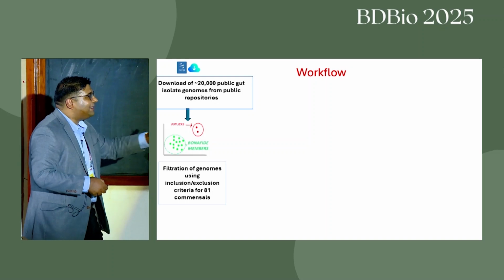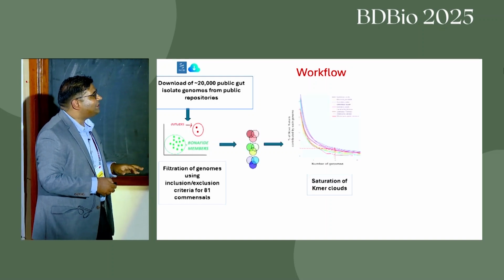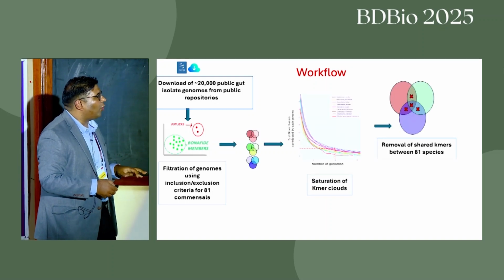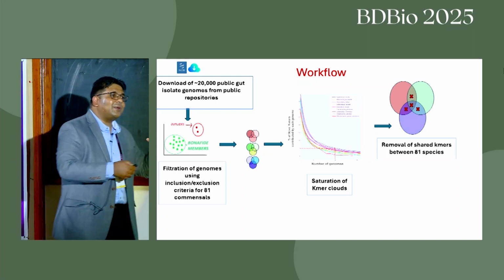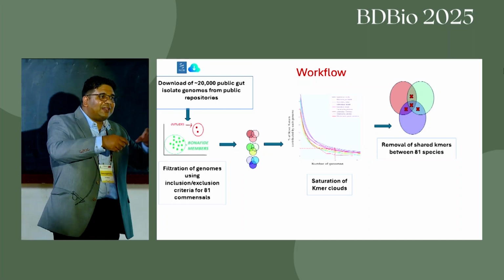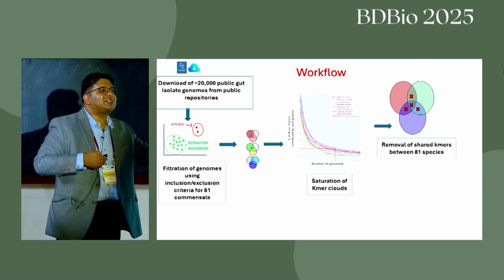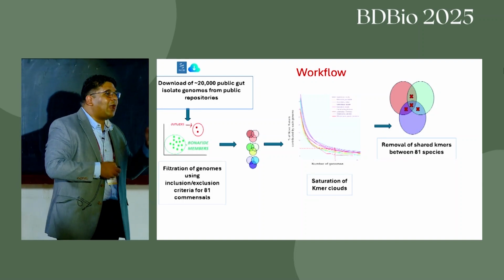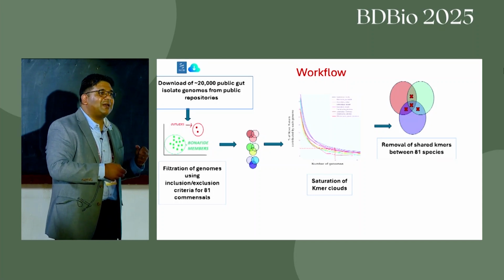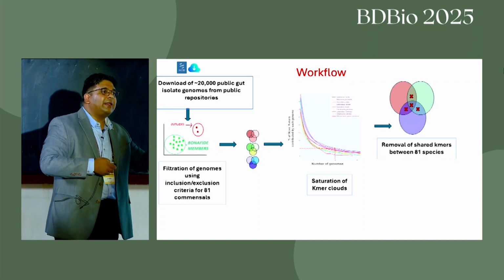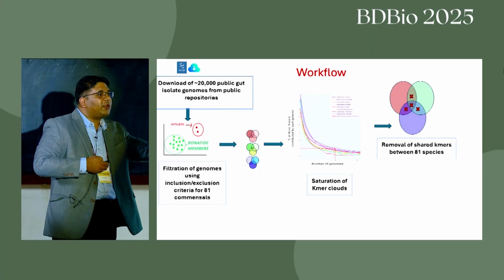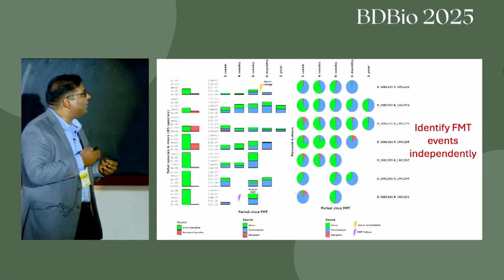So we develop these pangenomes, we develop these pan K-mers, and then what we do is we remove the K-mers that are just shared between these clouds with each other. So we know that those K-mers are not so informative, and now we have a set of specific K-mers that we can use to track each individual donor, or if you had a probiotic, what happened and so on.